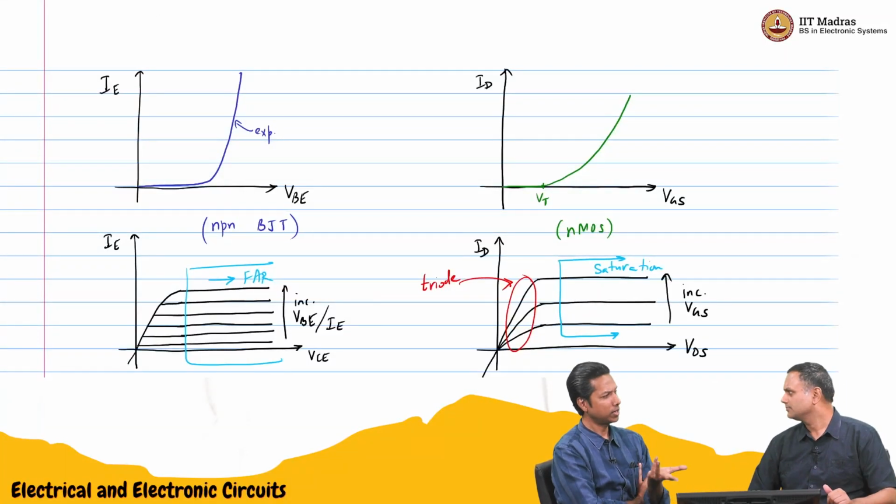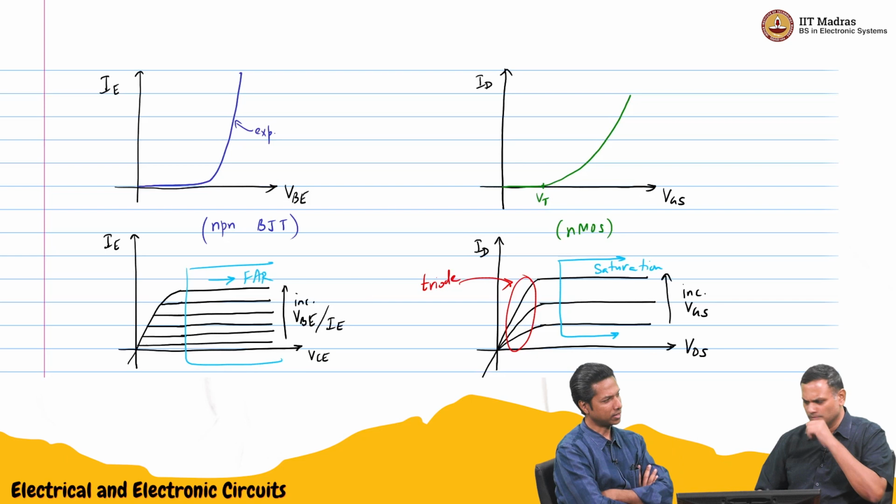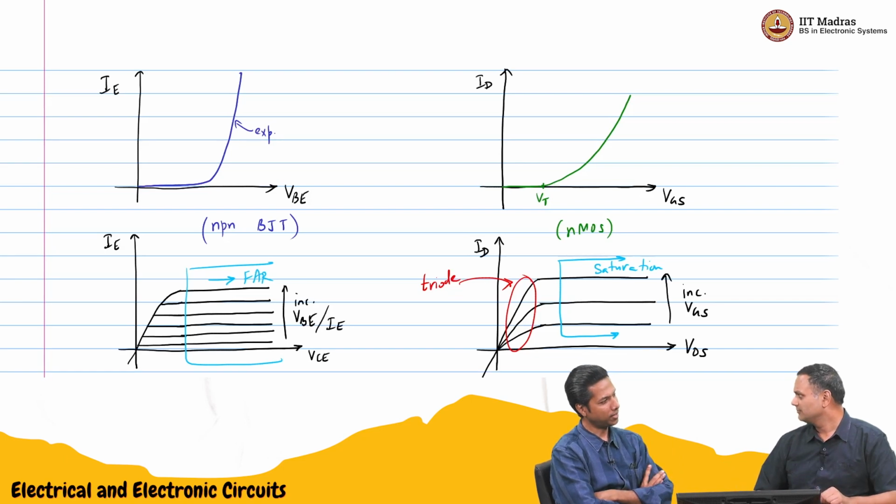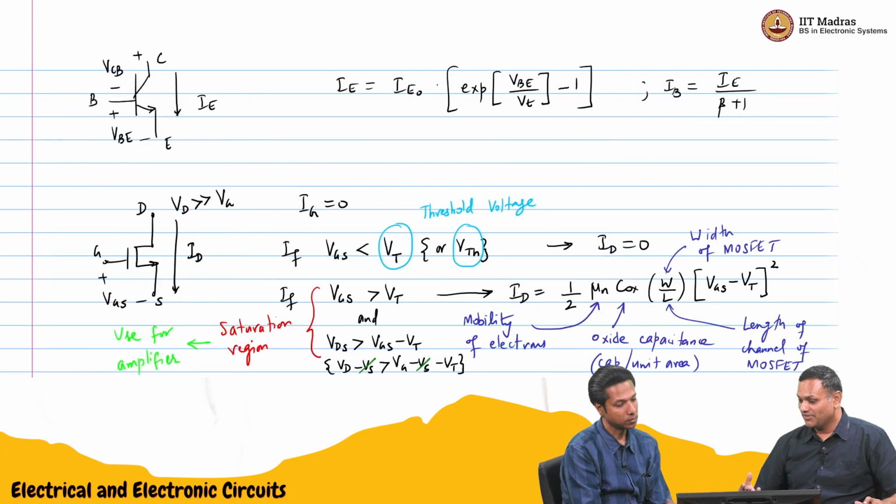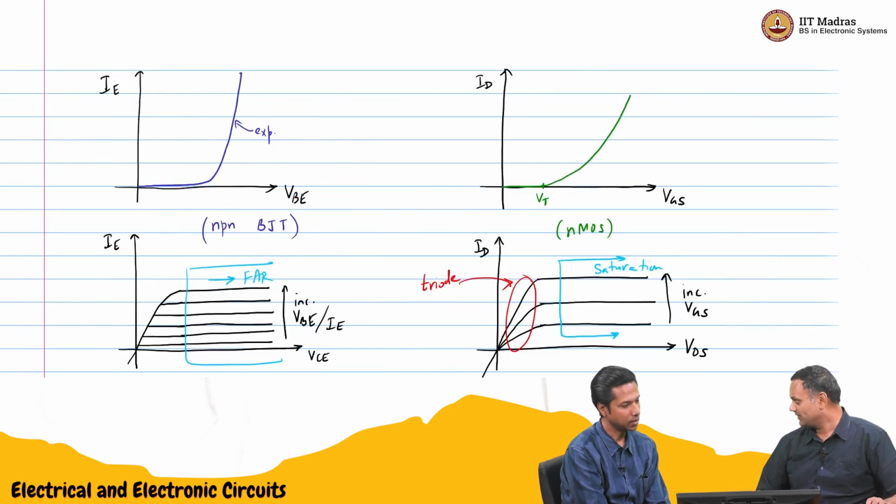So now we know the equations, regions, and so on. So we can build amplifiers, we can build circuits, different kinds of amplifiers. In fact, maybe the first thing we should do is define the operating point. I think that's one of the first things we did for the BJT. Shall we do that for the MOSFET? Yeah.